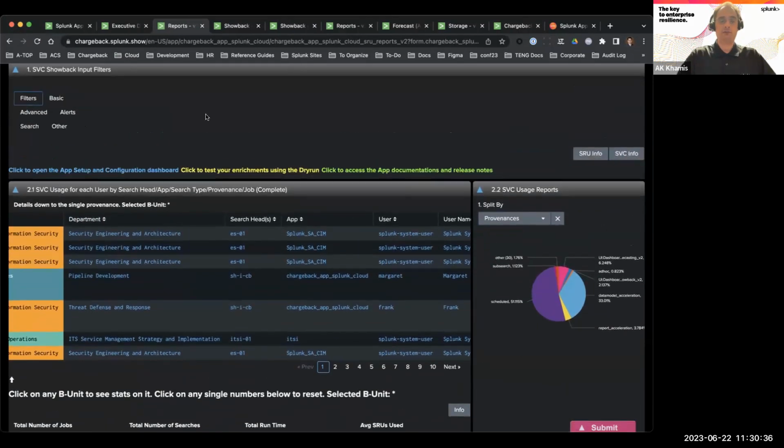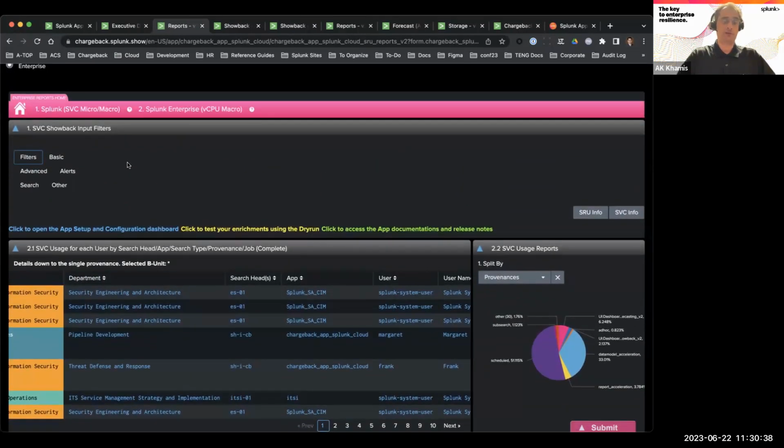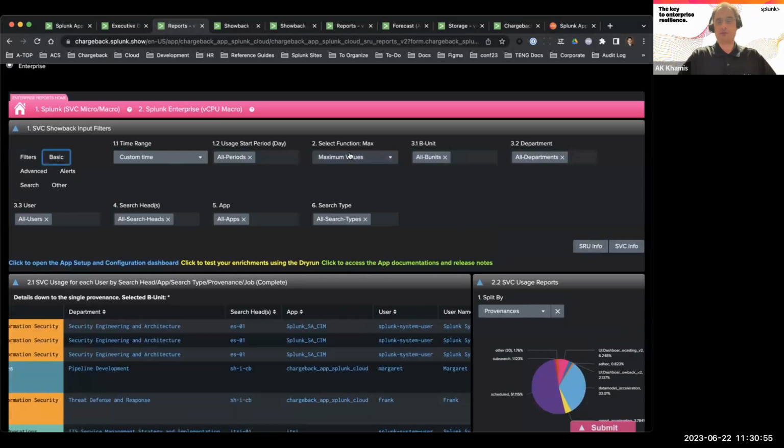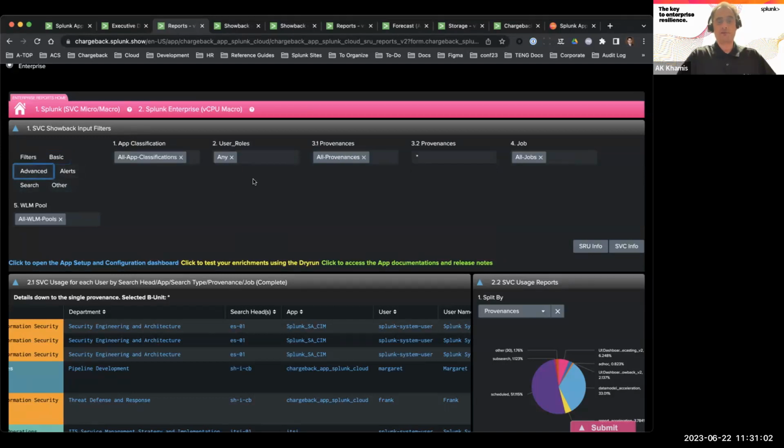And you'll be able to filter, which is very important. This is going to be handy when we do the third video around optimization. We're going to talk about how you can use the reports dashboard to find expensive SVC jobs or searches. So for basic searches, you can use that to drill down into different business units or departments if you wanted to. If you want to do something more advanced, you can look by user roles or by a certain dashboard that you want to go after, even a workload pool itself.